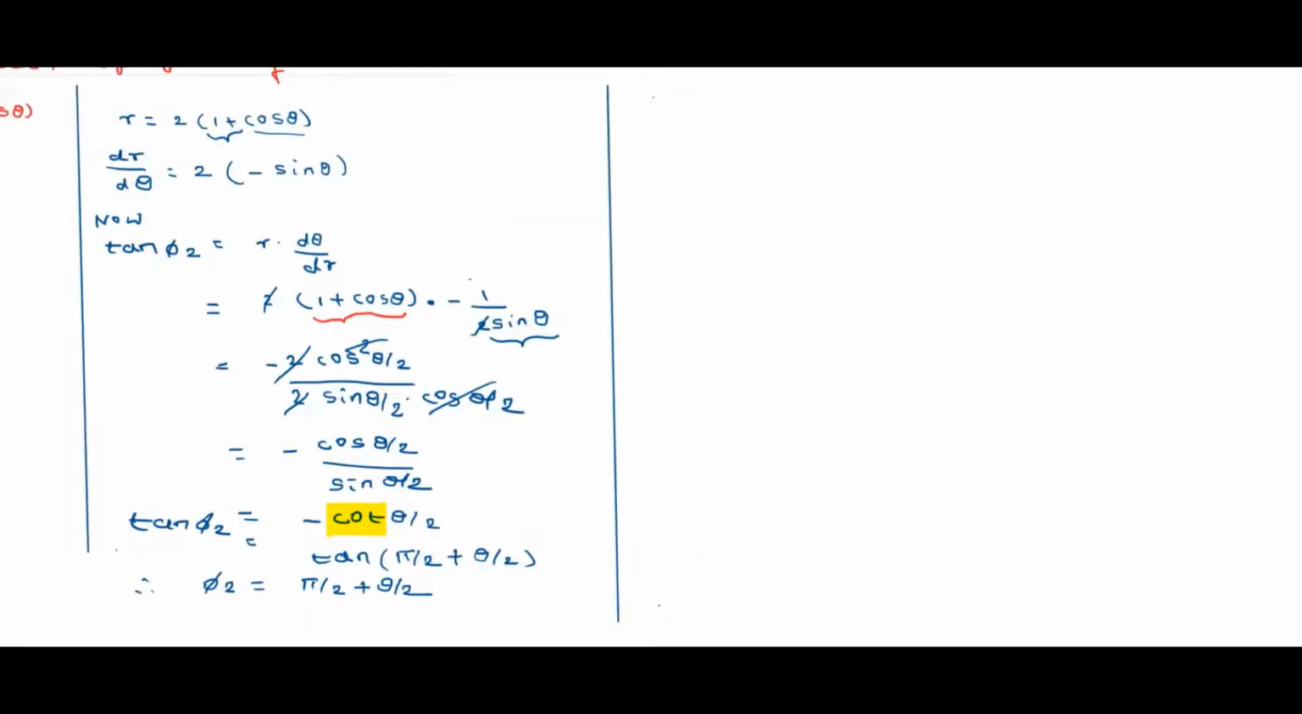Now we have to find the angle of intersection of two curves, and the angle of intersection of two curves is given by alpha. Alpha formula is phi 1 minus phi 2. You can take under mod also, that is mod phi 1 minus phi 2. So modulus of, what is phi 1 value? Phi 1 value is equal to pi by 2 plus theta, minus, into bracket phi 2 value, which is equal to pi by 2 plus theta divided by 2.